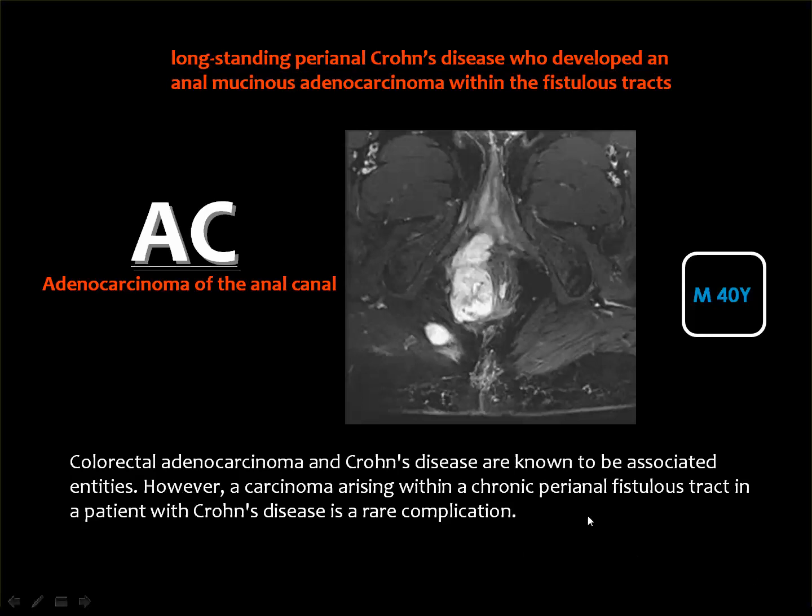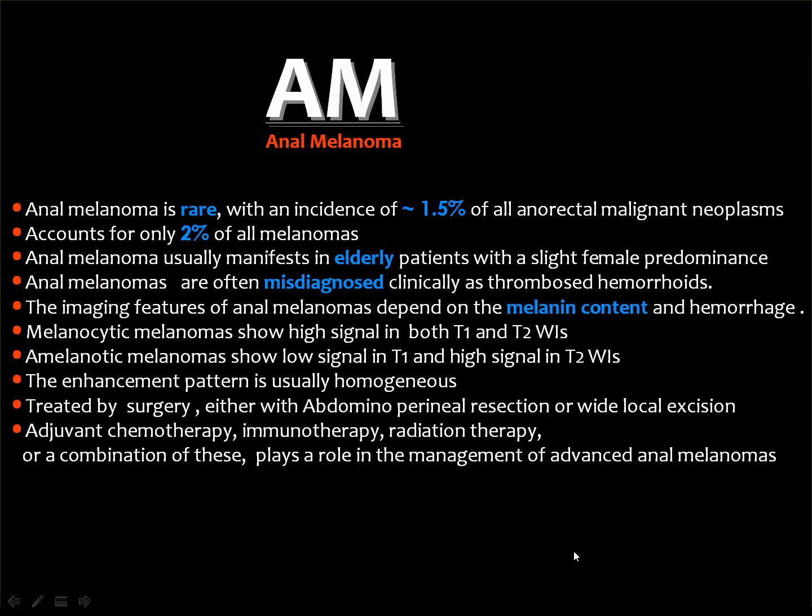And you remember in the previous lecture that in long-standing perianal fistula, usually due to Crohn's disease, the patient may develop a carcinoma on top of the fistula, and this is considered rare. But this is an example of adenocarcinoma developing in the anal canal on top of a chronic long-standing fistula.